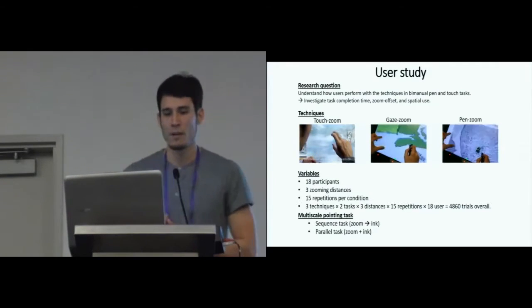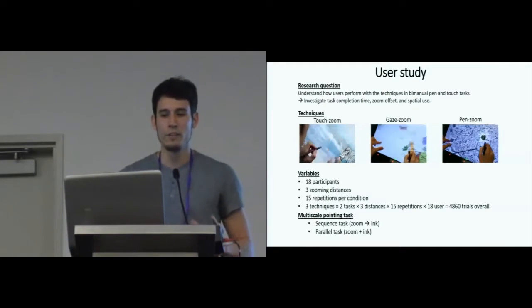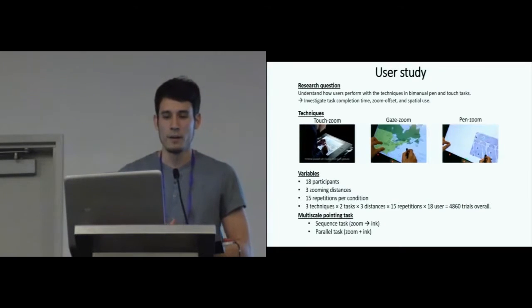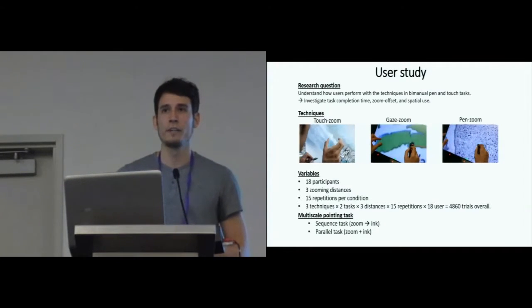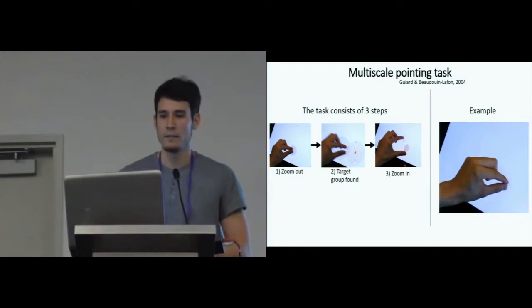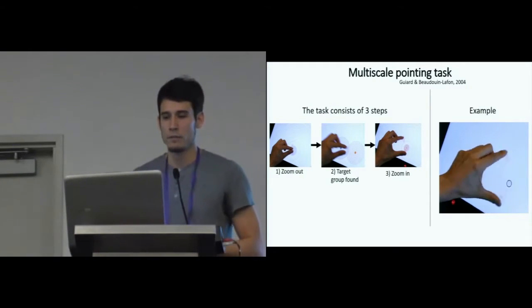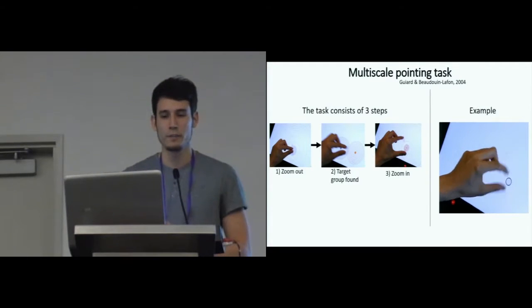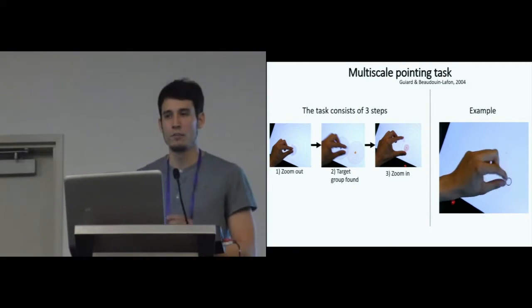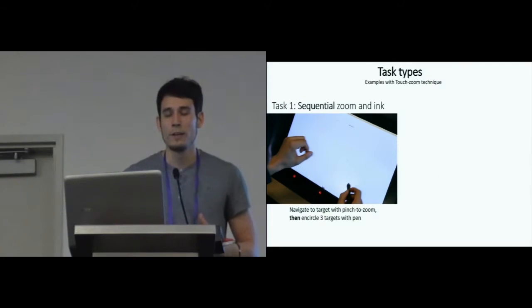In our study, we had 18 participants, 3 different zooming distances, 15 repetitions per condition, and we used a multiscale pointing task with 2 variations. So what is a multiscale pointing task? This task was proposed by Guiard, Bourgeois and Lafont in 2004, and it essentially consists of 3 different steps of zooming. The user first zooms out of a set of concentric circles until a second target group is found, and then the user zooms into this target group. We adopted this task to a bimanual pen and touch environment.